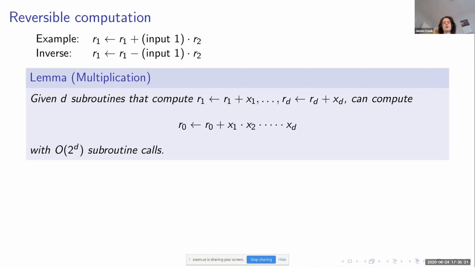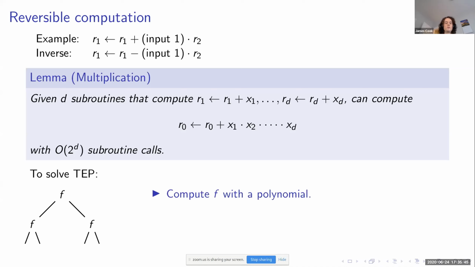Now, I'm sweeping a lot under the rug here, but this 2 to the d plays a big role in determining the space that our algorithm uses. So how do we use this to compute TEP? Remember, there's a function at each internal node. What we're going to do is turn that function into a polynomial, and we're going to use the multiplication lemma recursively to compute that polynomial. Recursively, because the inputs are also the outputs of the polynomial.